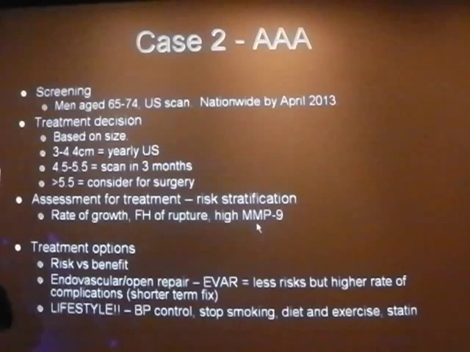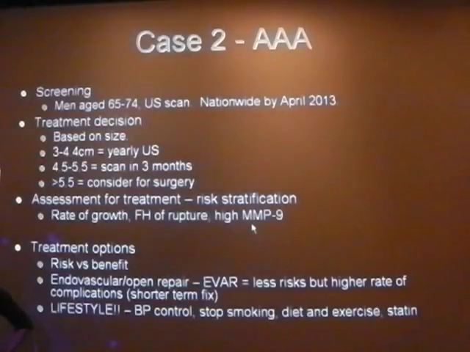And then, as with all of them, lifestyle always comes into it. So just mention other ways, stuff that you can actually give advice on, because you can't really give advice on different types of vascular surgery, but you can tell them about controlling the blood pressure, stopping smoking, diet and exercise, and having a statin to lower their cholesterol.